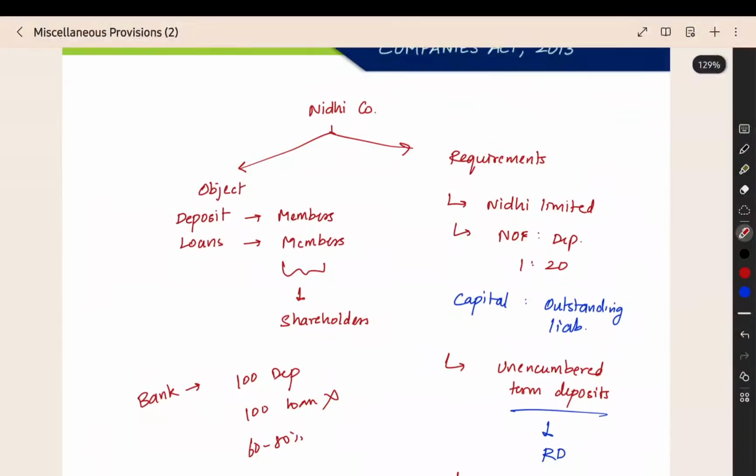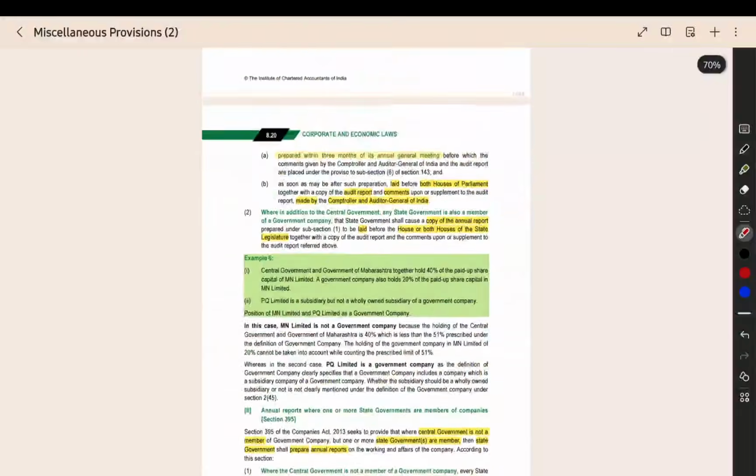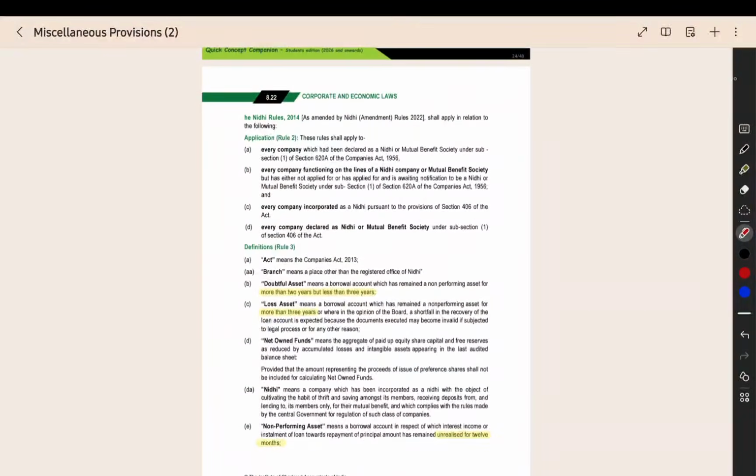The new procedure is very simplified. Just 120 days you have to wait, and you have to fulfill the conditions. That is there, but that is simple only. They have not included it in the study material. So that's all about the Nidhi company. We have completed the provisions of the Nidhi company.